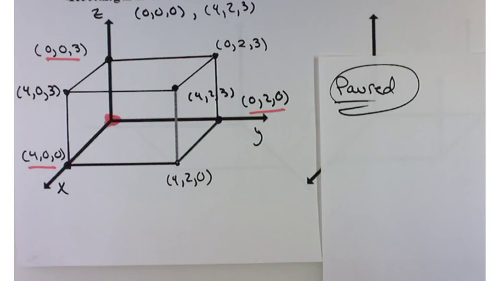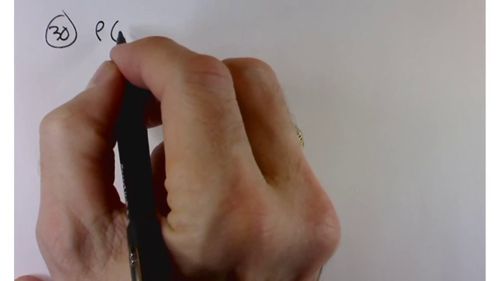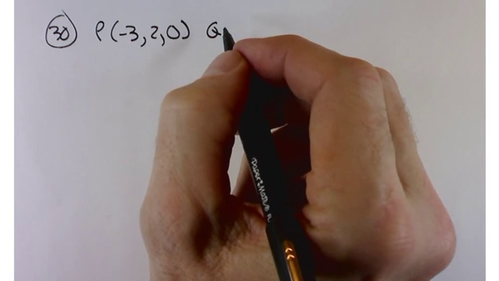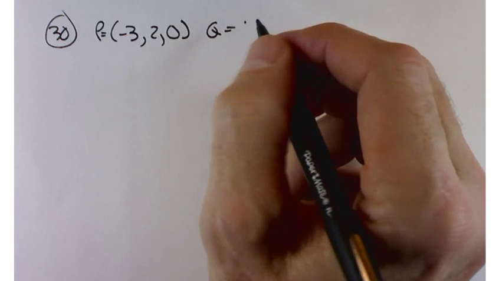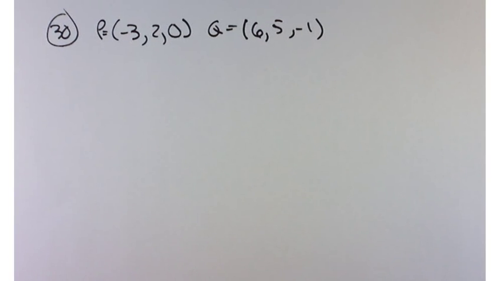Now, just like we did with our other points, we're going to figure out how to start out with a couple points and come up with a vector. So let's take a quick look at problem number 30. We've got points at P equals -3, 2, 0, and Q is 6, 5, and -1. Did we? All right, well, we'll do it again because I want it on the video. 6, 5, and -1. I don't think I posted a video for this last week.